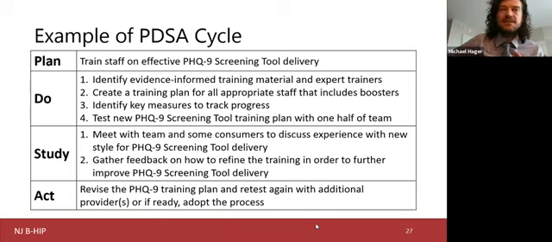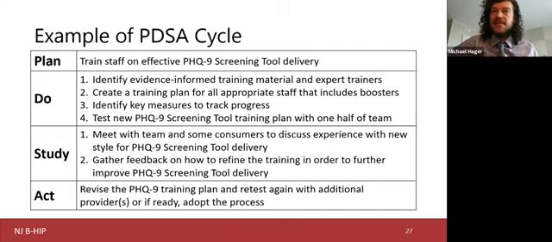So in this case, for the do, let's assume that we've identified an evidence-informed training material and an expert trainer. Okay, so that's something that we needed to do. We created a training plan for all the appropriate staff that includes boosters for us to think about the maintenance of this down the line, because we all know one and done doesn't really work.